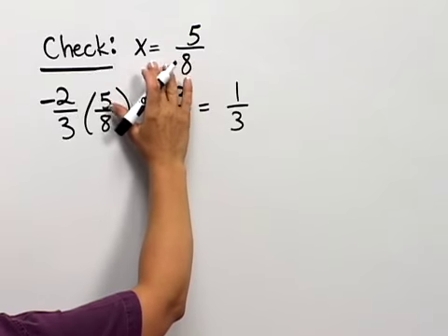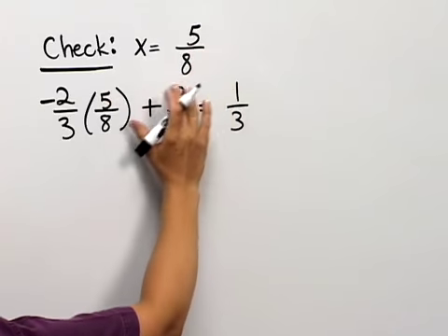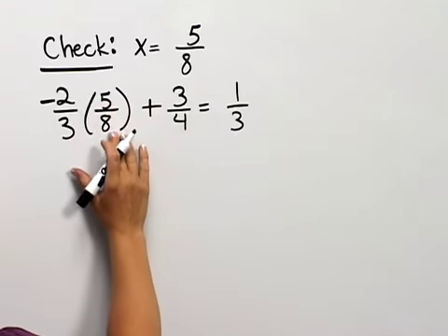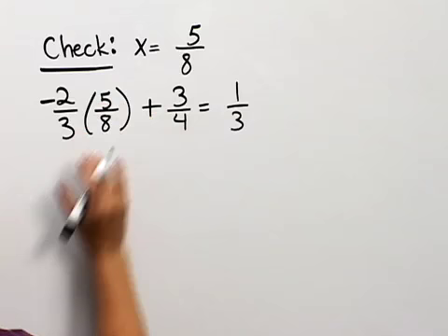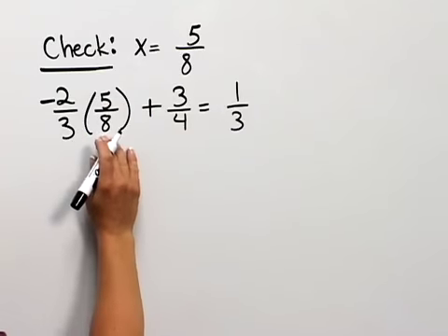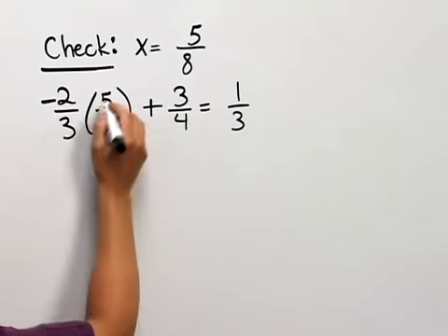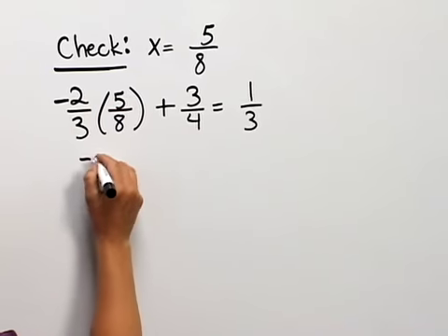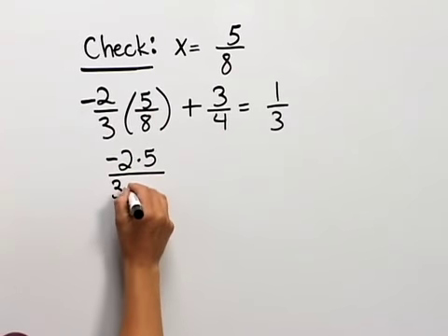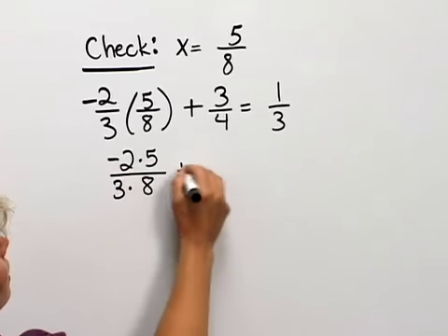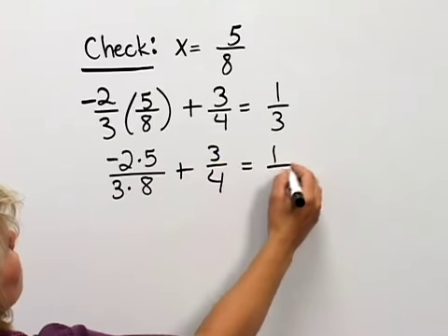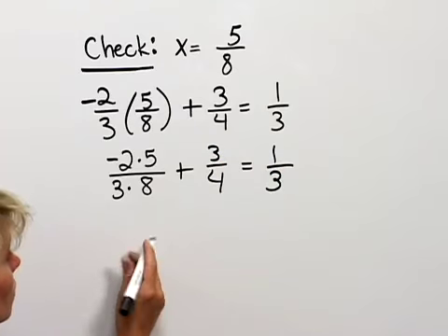Since our solution was x equals positive 5/8, we will replace the x in our original equation, which was right here, with 5/8 and then simplify. So here, if we multiply those, that ends up being, multiplying straight across, negative 2 times 5 over 3 times 8. And that's being added to our 3/4, and it needs to come out to equal 1/3.